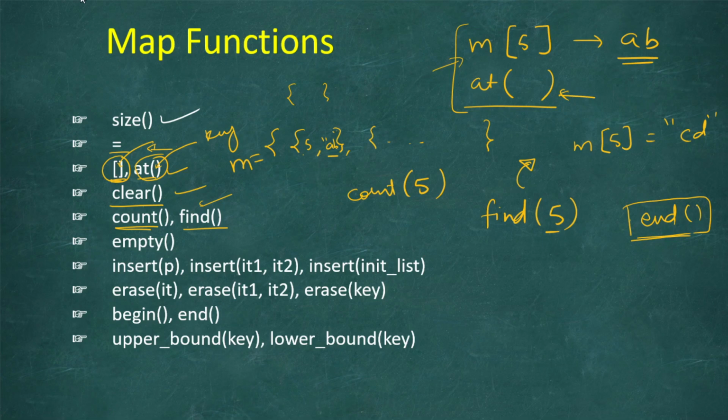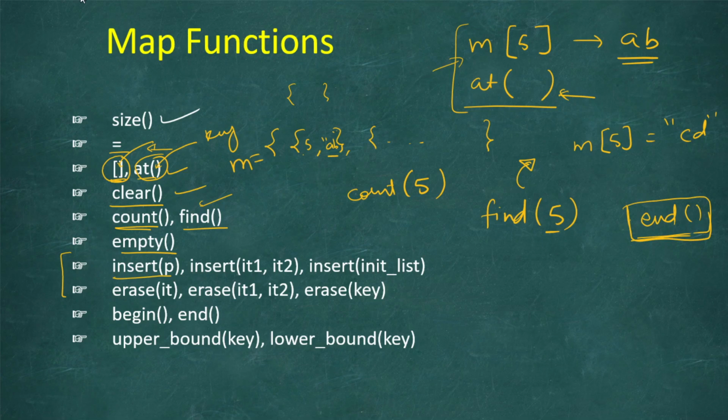It's a hypothetical iterator pointing to the one position past the last element. And then empty checks whether any key value pairs are present or not. Again, just like our earlier lessons, insert and erase have multiple versions. There are in fact more versions. I have listed the ones which are used more frequently.